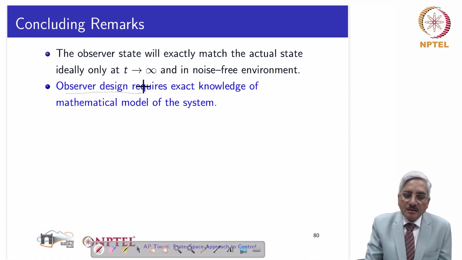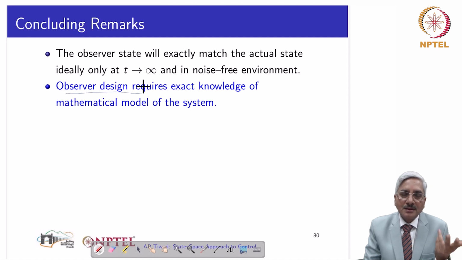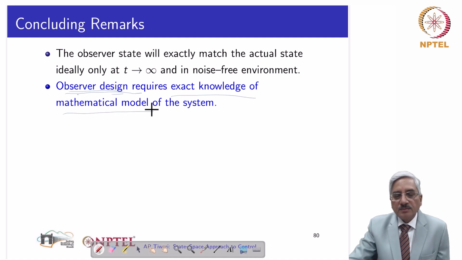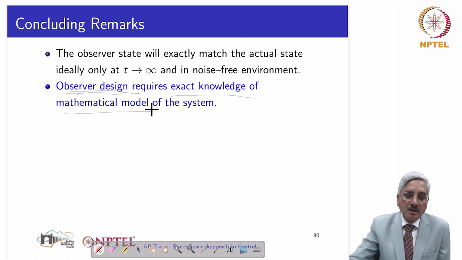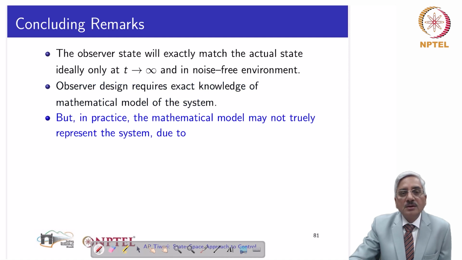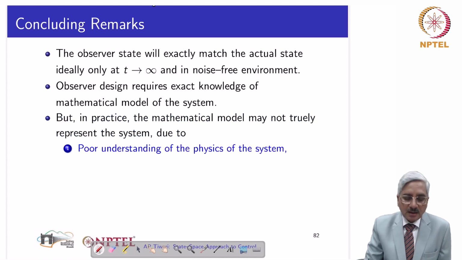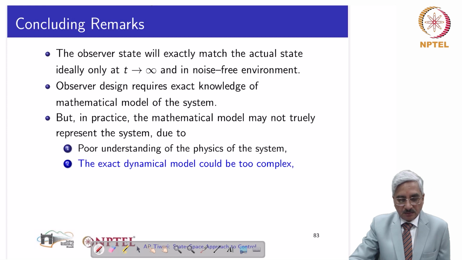The observer design, like the state feedback design, required the exact knowledge of the system mathematical model. So is the case with the observer design. Exact mathematical model of the system is required to be known. If the model is not known, because in practice it may not be the case due to a few factors. One is that physics of the system may not be fully understood. It may be only understood with some limitations. There could be poor understanding of the physics of the system.